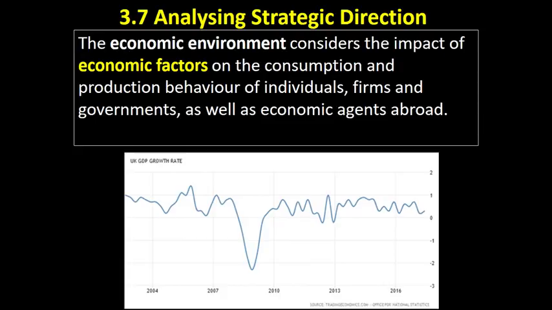It's economic growth, employment, balance of payments, interest rates. There's all sorts of economic factors, but the point is that these economic factors have an impact on the consumption behaviour, that's what people are buying, and the production behaviour, that's what's being produced in an economy by businesses, of individuals, that's households, yourself, your parents, me, we're all individuals within the economy, firms or businesses, and governments, as well as economic agents abroad. Okay, so this is a huge definition.